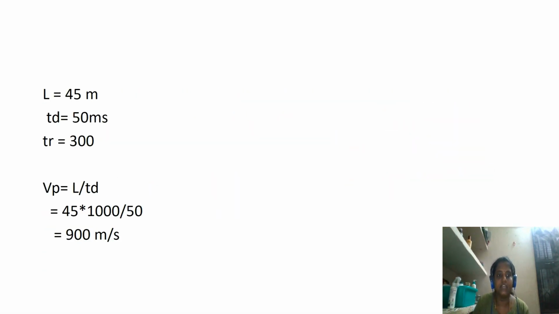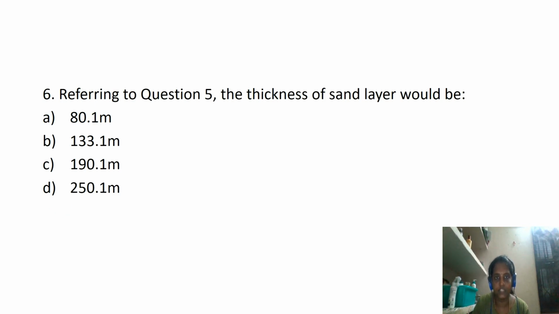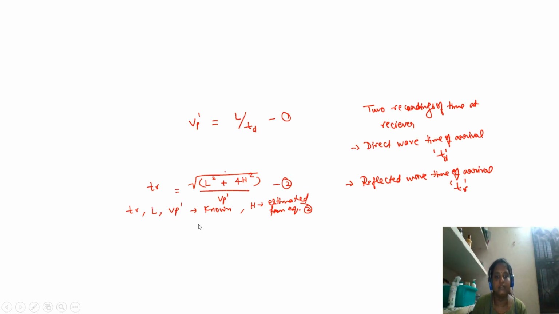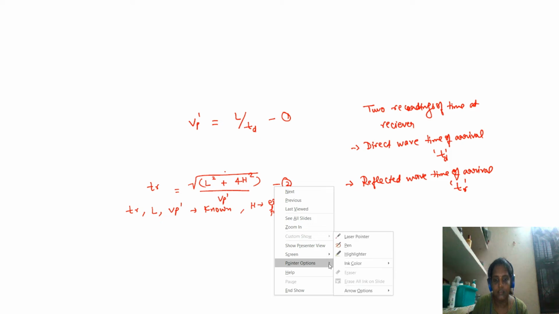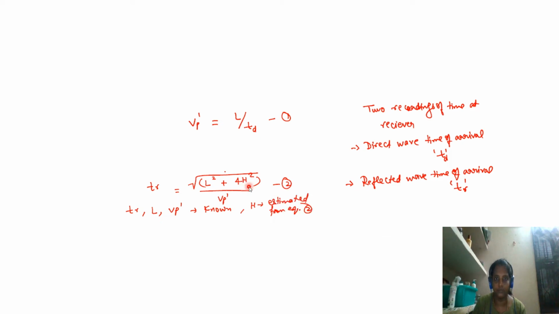Next question is we have to find out what is the thickness of the sand layer. So for the thickness of the sand layer, you can see they're asking what is the H value. The formula for finding the TR, that is your reflected wave time, is square root of L square plus 4h square by VP. So in this they are asking what is the H value. Your TR is given, this is 300. Your L is 45. VP is 900 from your previous question. So we need to find what is the H value.